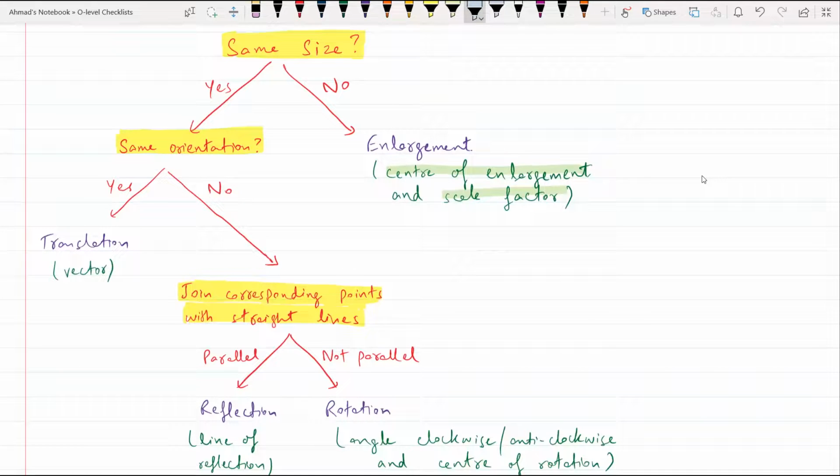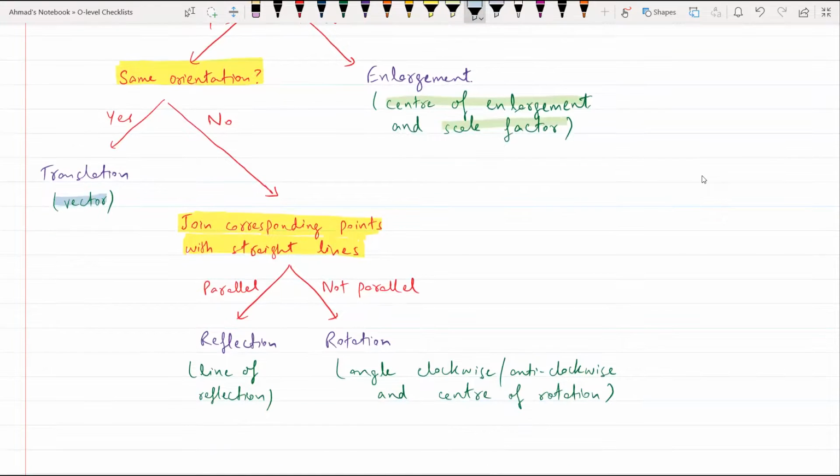अगर size same रह रहा है, फिर आप चेक करोगे क्या orientation same है, direction same है, क्या आपको लग रहा है कि figure उठा के बस आपने दूसरी जगह place कर दिया? Is it just a shift? If that is the case, then that is translation. उसका आपने translation vector से बताना होता है, vector क्या है. If that is not the case, अगर उसकी orientation या direction change हो रही है, तो फिर क्या है? It's either going to be reflection or rotation.